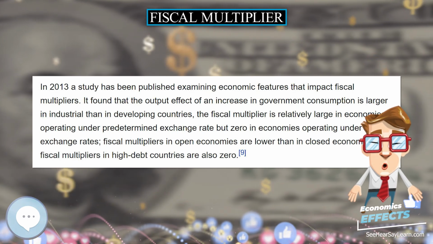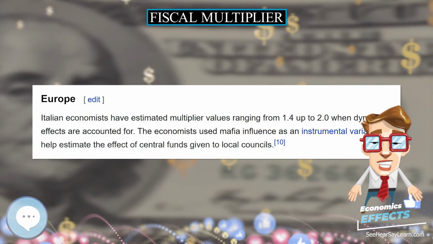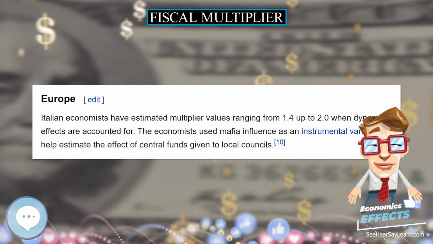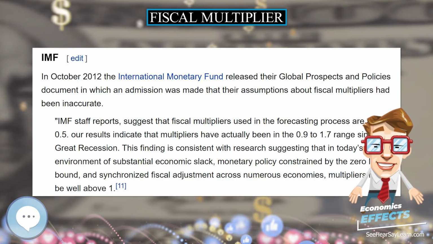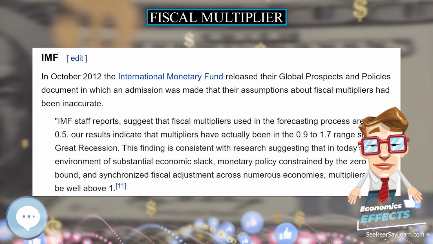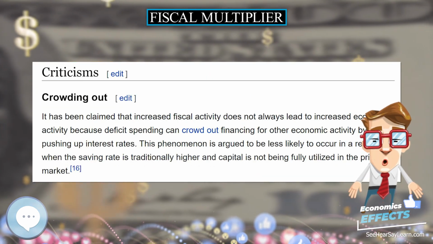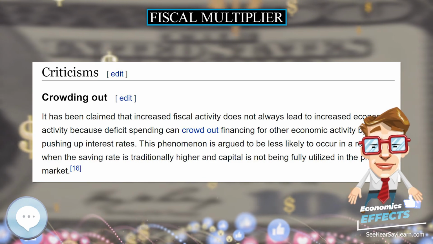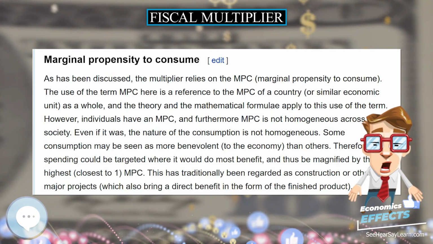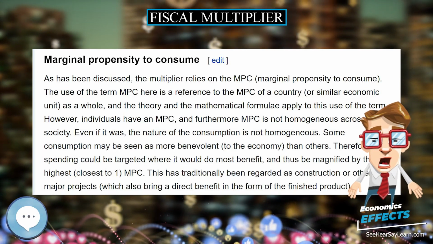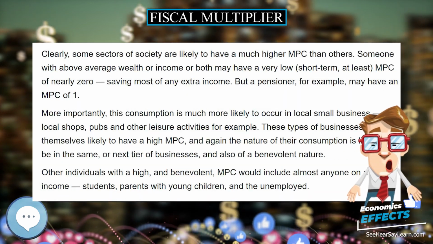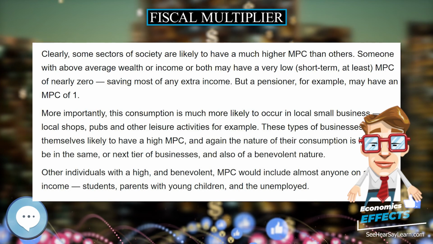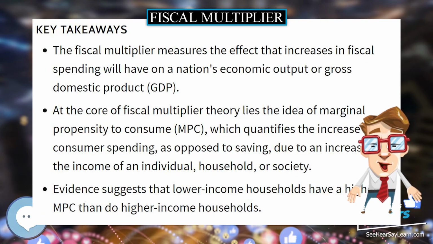Clearly, some sectors of society are likely to have a much higher MPC than others. Someone with above average wealth or income or both may have a very low, short-term at least, MPC of nearly zero, saving most of any extra income. But a pensioner, for example, may have an MPC of 1. More importantly, this consumption is much more likely to occur in local small business, local shops, pubs and other leisure activities, for example.